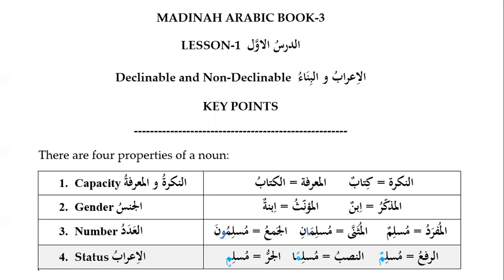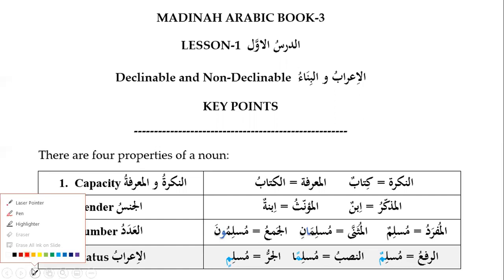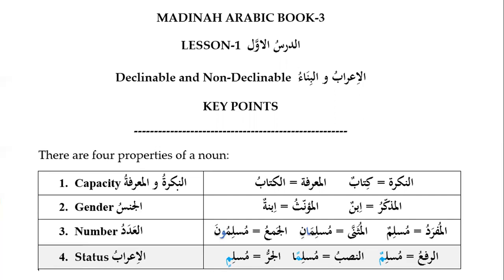Before we proceed to al-irab wal-bina, I'll just have a quick look at the properties of the noun. As we know, there are 4 properties of a noun, and it is very important for us to know these 4. We have discussed them in detail in book number 1 and book number 2, so we are not going to discuss them one by one, but just a quick review for you to remember that a noun has 4 properties.